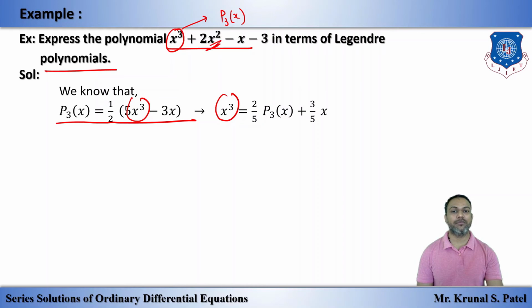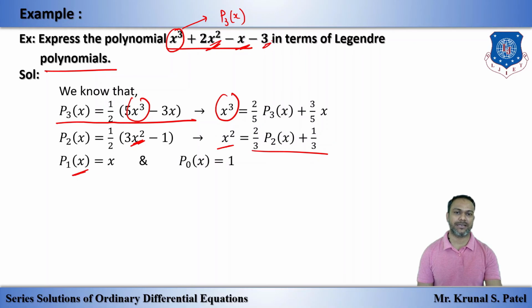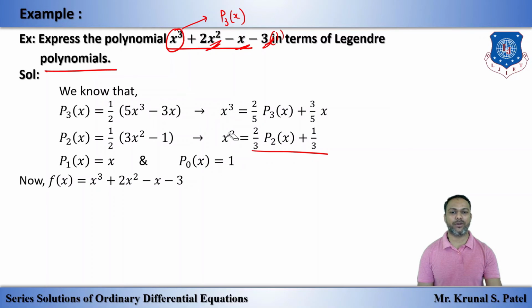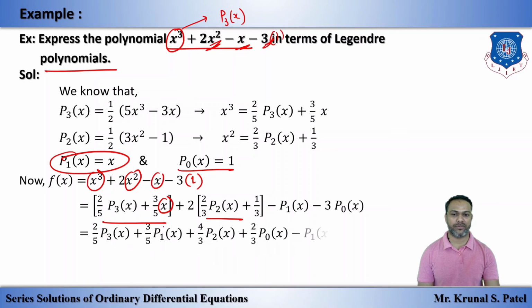Now x square will be obtained from P2 of x, so we will make x square the subject from this. So we have this, and x from P1 of x, and the constant, that means 1, 3 into 1, so we have P0 of x. Now we'll write down this function. We'll put the values of all these x raised to 3, x raised to 2, x raised to 1 and here 1. Okay, so we have this value, right? And now we know the value of x also. We have P1 of x and for the constant we have P0 of x. So we will put this value and we will expand this bracket also.